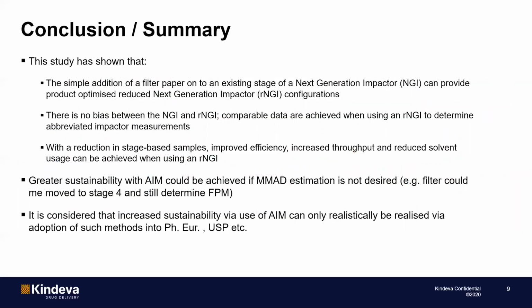In conclusion, this study has shown that the simple addition of a filter paper onto an existing stage of an NGI can provide product-optimized, reduced Next Generation Impactor configurations. We have seen that there is no bias between the NGI and RNGI, and comparable data is achieved when using an RNGI configuration to determine abbreviated impactor measurements. With a reduction in stage-based samples, improved efficiency, increased throughput, and reduced solvent usage can be achieved when using an RNGI.